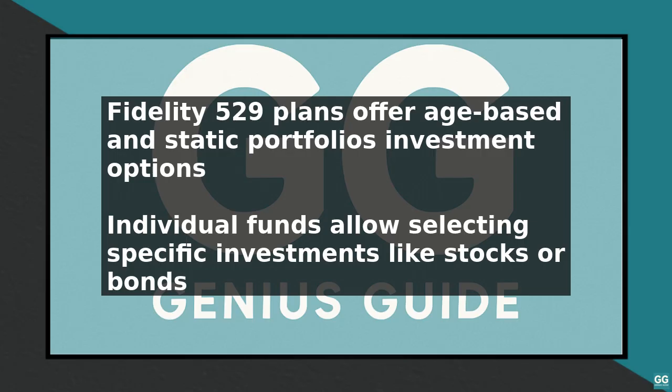In conclusion, a Fidelity 529 plan is a valuable tool for saving for higher education expenses. By understanding the benefits, types of plans, and investment options, you can make informed decisions and create a successful savings strategy. Remember to monitor and adjust your portfolio regularly. Take advantage of tax benefits, and consider setting up automatic contributions to make the most of your Fidelity 529 plan.